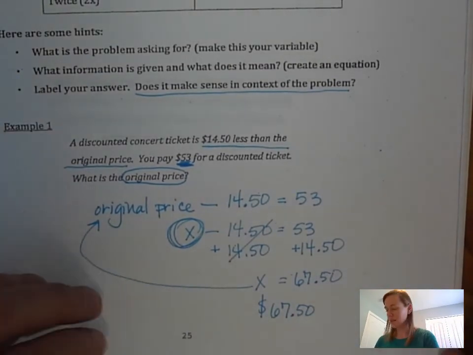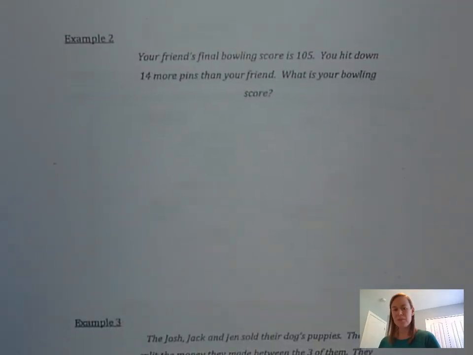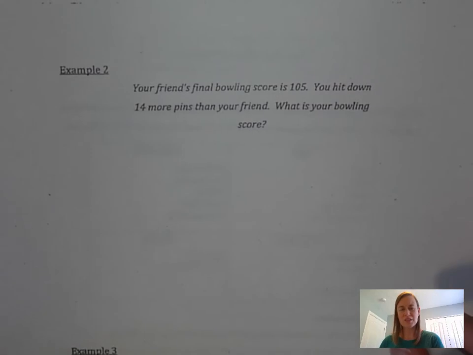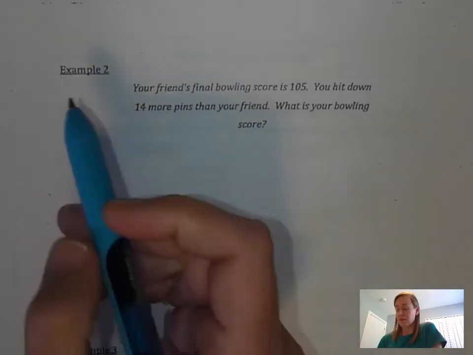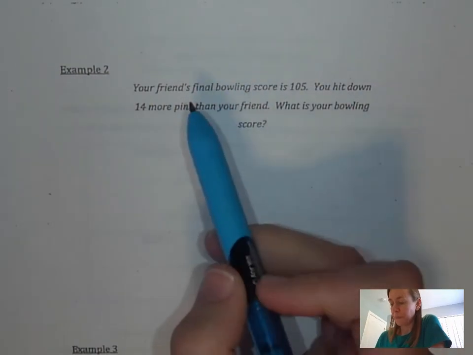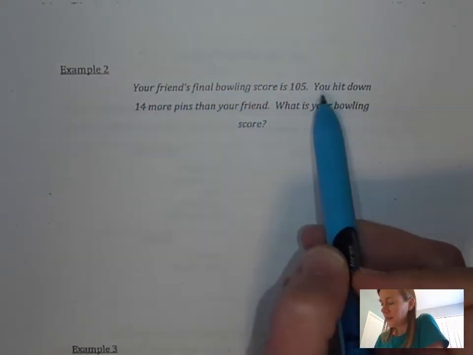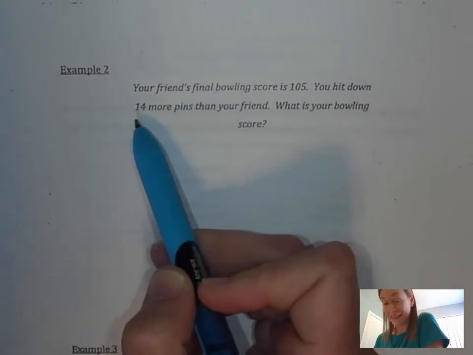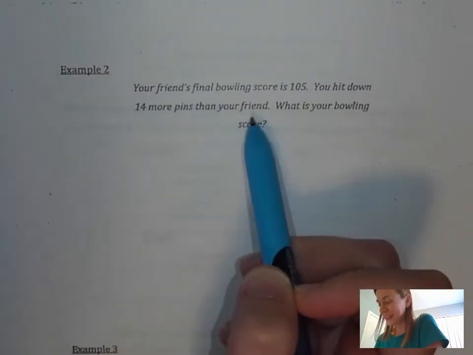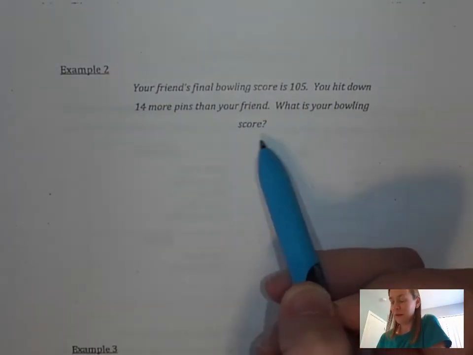Okay, let's go to another problem. And like I said, write these down on a separate piece of paper if you want, or you can just tune in and follow along, whatever works best for you. Example 2. Your friend's final bowling score is 105. You hit down 14 more pins than your friend. What is your bowling score?